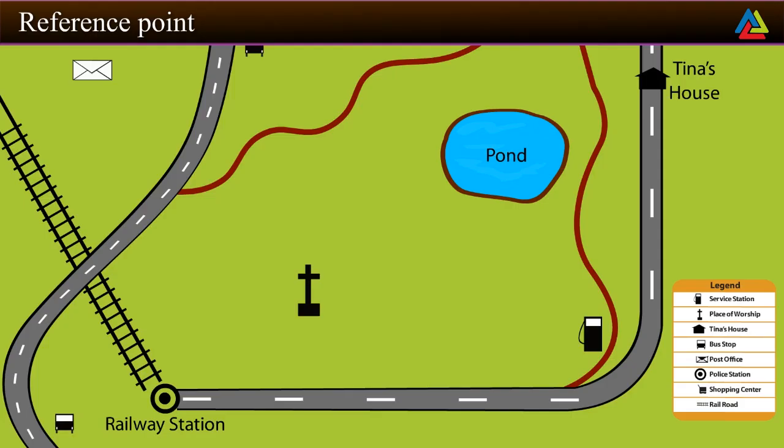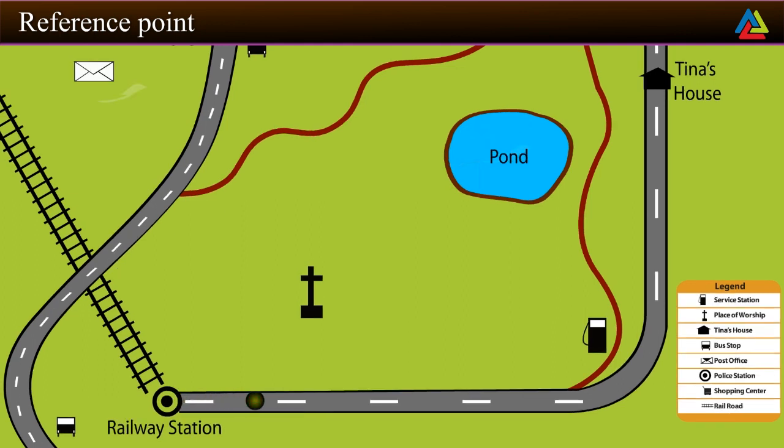To describe the location of an object, we need to know a reference point. For example, our house is located 2 kilometers from the railway station. Here, railway station is a reference point. Hence, to describe the position of an object, we need to specify a reference point called the origin.